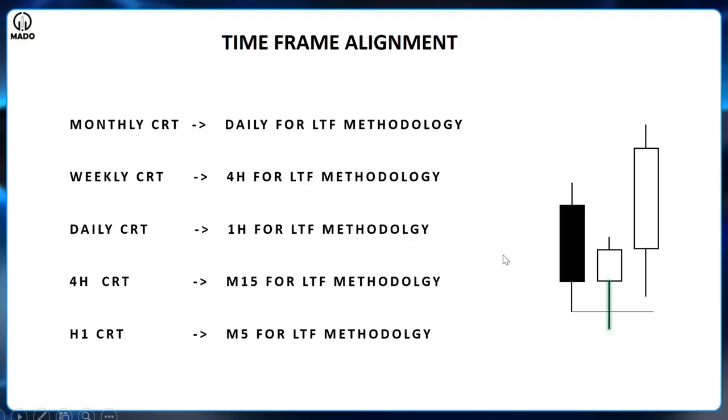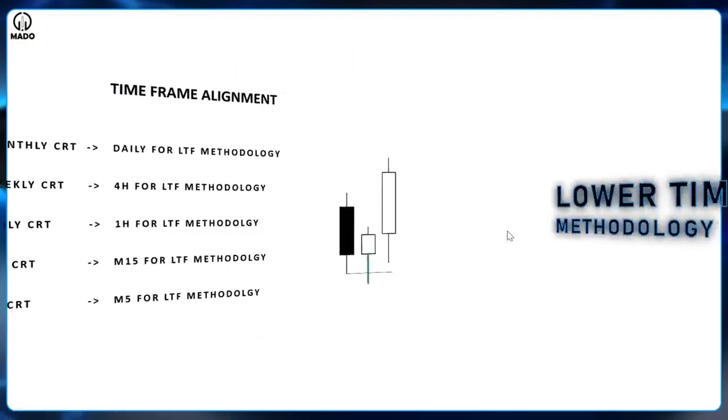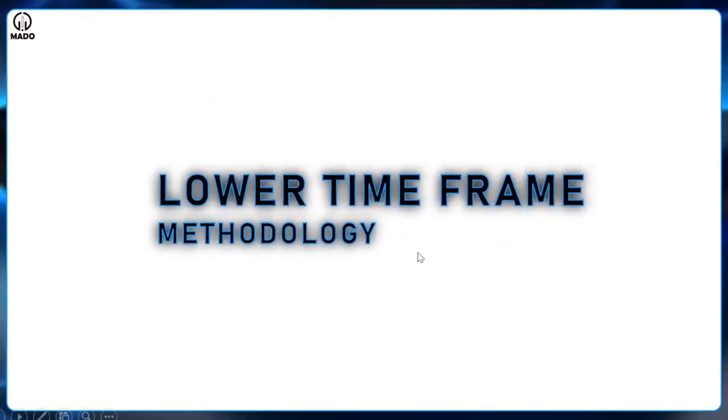Now, let's talk about the lower time frame methodology. This part is basically a continuation of the first episode. In the first episode, we discussed what candle ranges are, how to select them, and the different types of candle ranges. But we didn't dive into the lower time frame. So from here, we'll start focusing on the lower time frames and understand how price action behaves inside a CRT range when we zoom in.